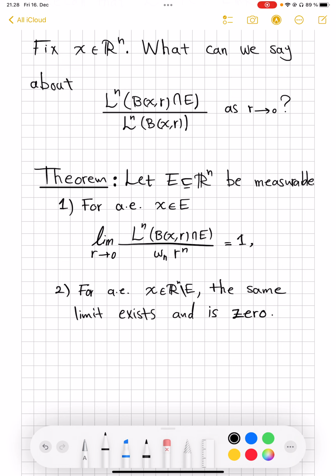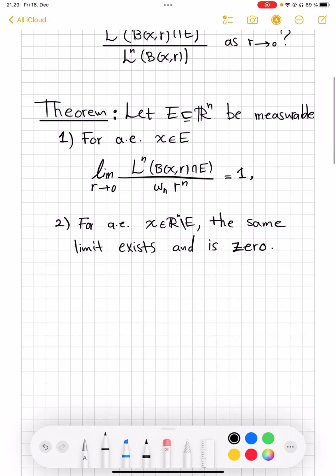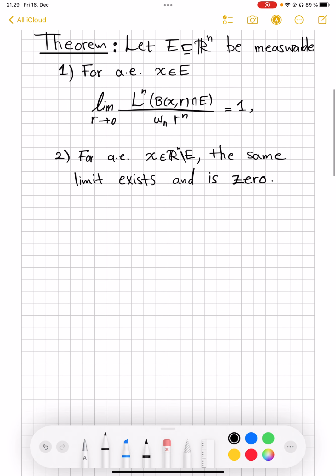The Lebesgue density theorem, which I have stated here, is this amazing fact that if you have any measurable subset E of Rn, then almost every point in E has density 1. That means this limit exists and is equal to 1. If we translate that to the language of percentages, this is saying that almost 100% of the ball lies in the set E. And the second part says that if your point is not in the set, then almost none of the ball will be inside the set E.